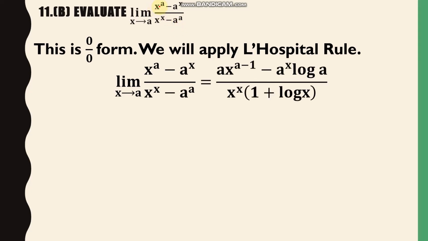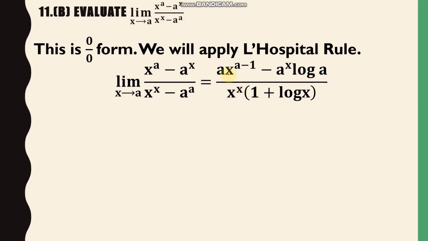This is x to the power a, a can be any number, so this is of the form x to the power n. So derivative of x to the power n is n x to the power n minus 1. Then derivative of a to the power x is a to the power x log a. Derivative of x to the power x is x to the power x (1 plus log x). And a is constant, so a to the power a will be constant. So the derivative of this will be 0.